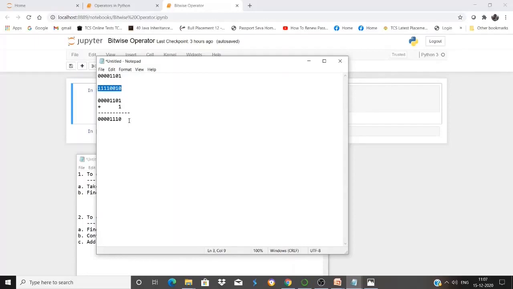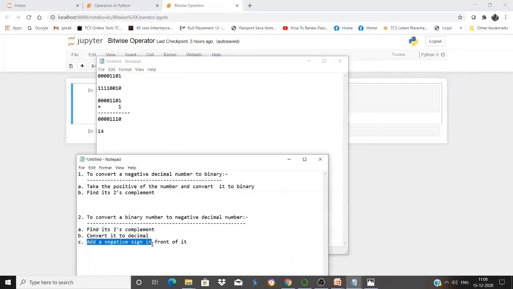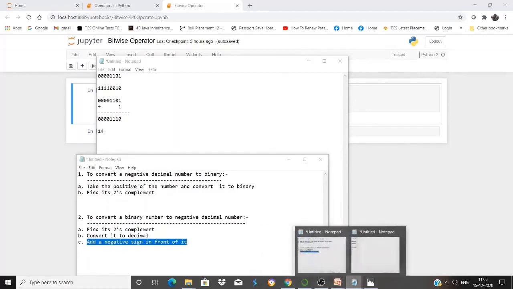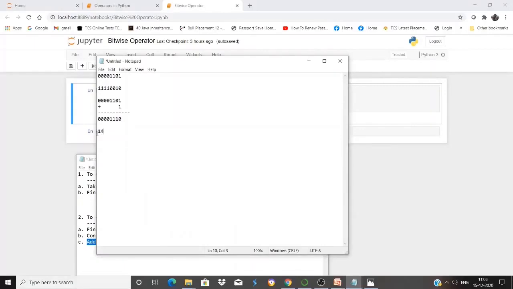So we have to simply convert this 2's complement to decimal, and the decimal form of this 2's complement will be 14. Now what was the third step? The third step was to simply add a negative sign in front of it. So the final output is minus 14.